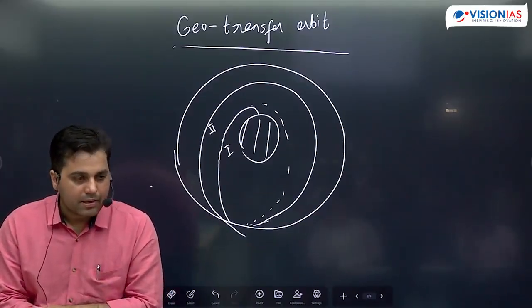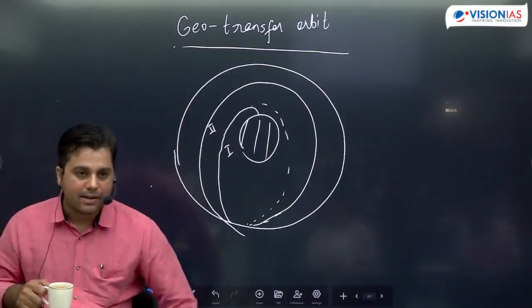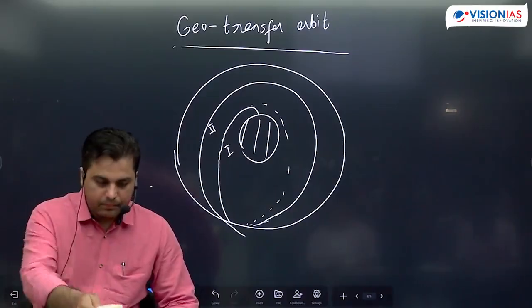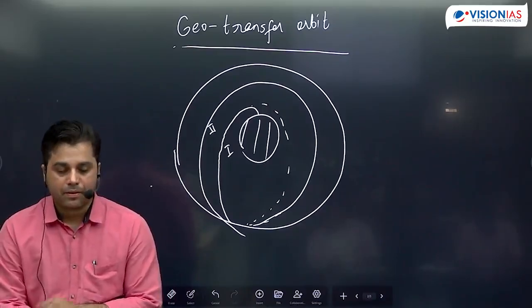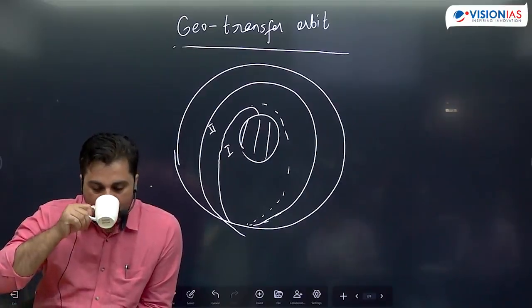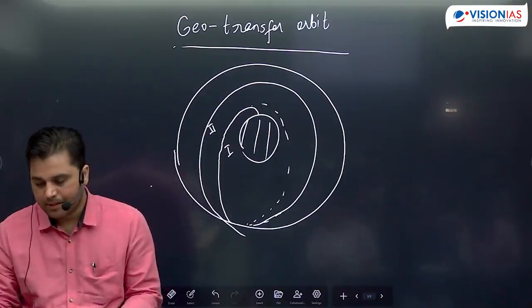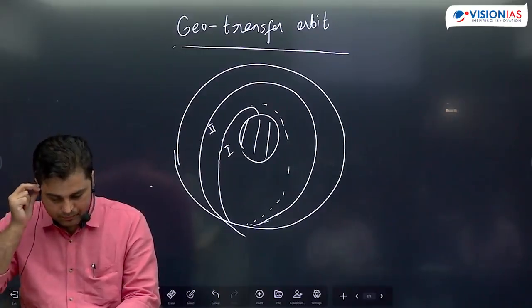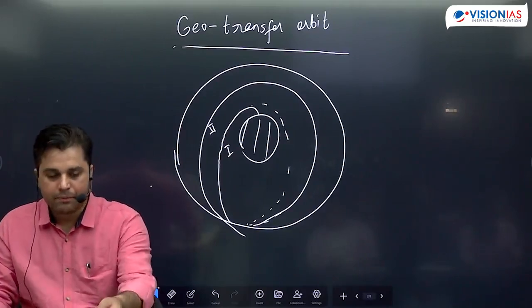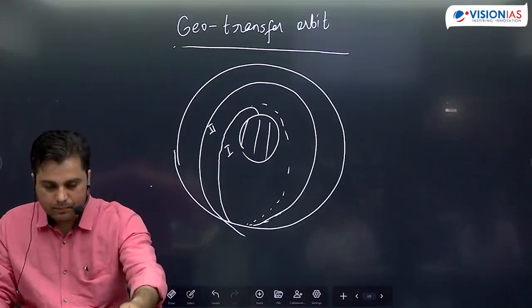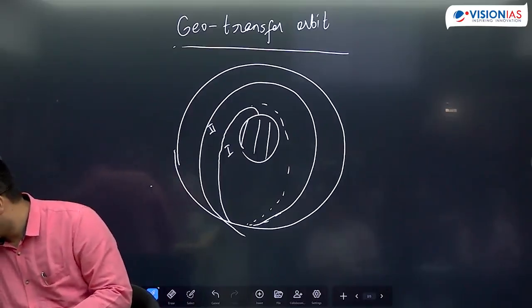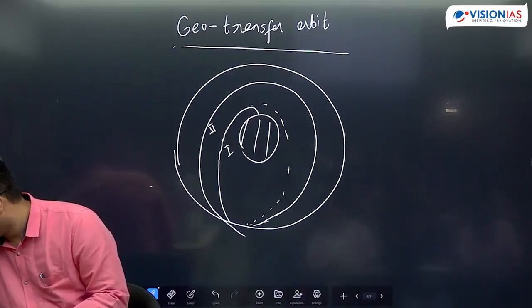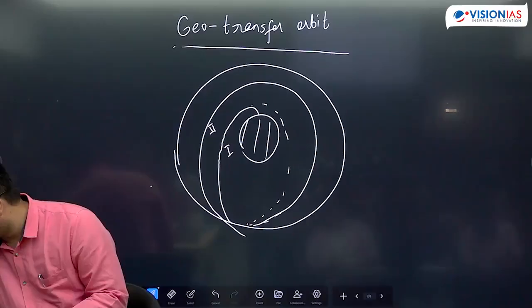तो आप लिख सकते हो in geotransfer orbit, before launching into desired geosynchronous orbit, satellites are first launched into a highly elliptical orbit with an apogee in the range of 36,000 kilometer.